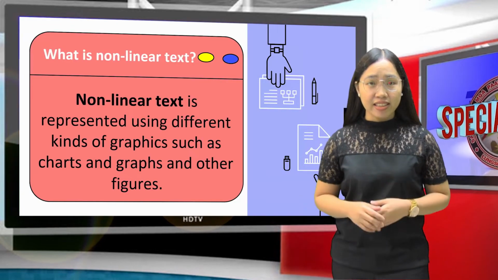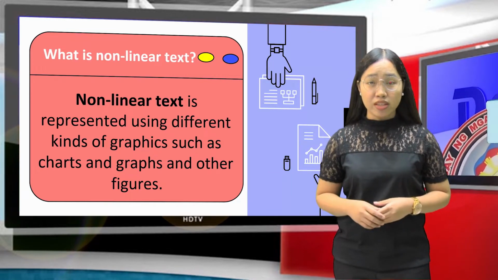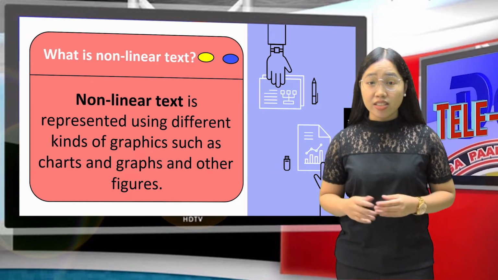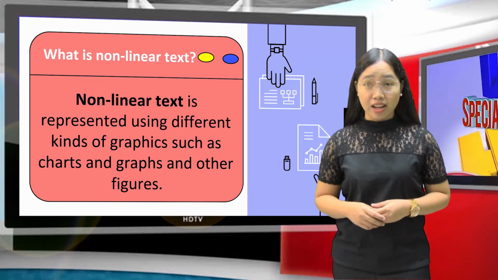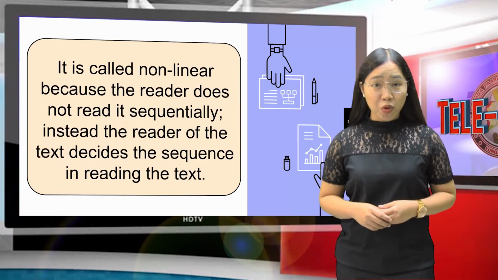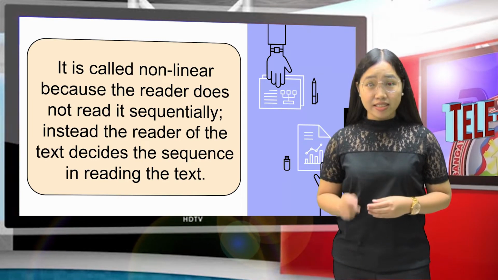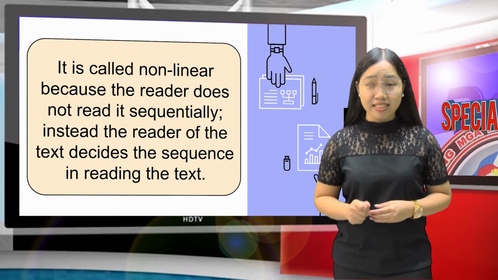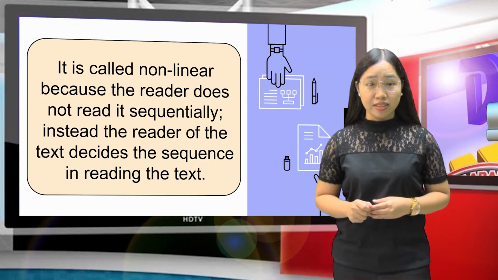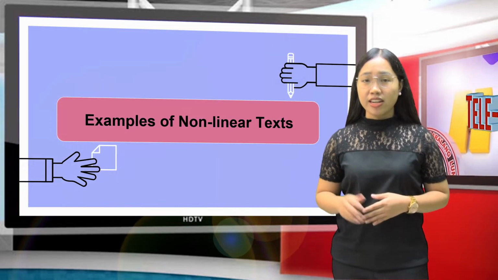How about non-linear text? Non-linear text is represented using different kinds of graphics, such as charts and graphs and other figures. It is called non-linear because the reader does not read it sequentially. Instead, the reader of the text decides the sequence in reading the text. It has multiple reading paths. Here are some examples of non-linear text.